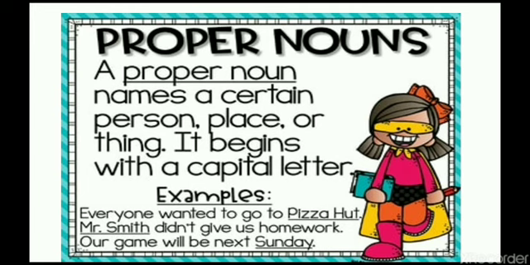Examples of proper nouns are: everyone wanted to go to Pizza Hut. Now, Pizza Hut is the name given to a place. Mr. Smith didn't give us homework. So we have the name of the person. Mr. Smith is a particular name given to a certain person. Our game will be next Sunday. We have the name of the particular day, that is Sunday. So Sunday, Mr. Smith and Pizza Hut are proper nouns.